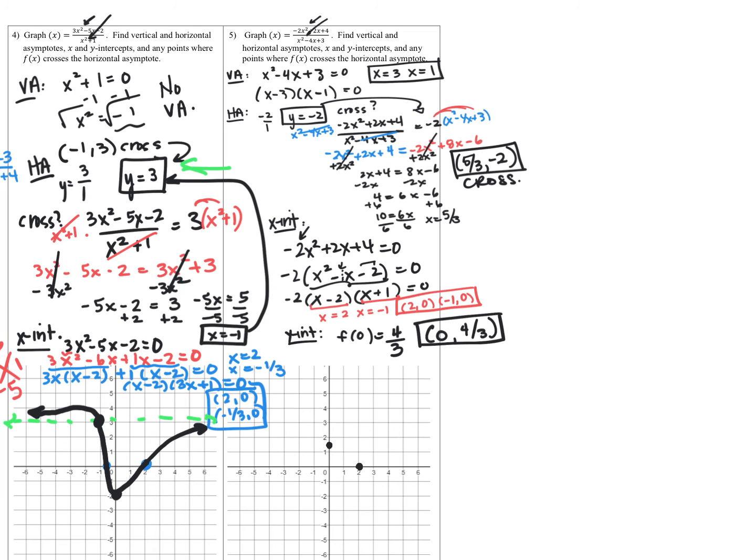My x-intercepts are 2, 0 and negative 1, 0. I'm just kind of working my way back up here. And then I know I cross my horizontal. So my horizontal is y equals negative 2. And I cross it at 5/3. So just kind of looking back, 5/3 is really 1 2/3. So at 1 2/3, I'm at negative 2. So it's like right here. And then x equals 3 is a vertical asymptote, and also x equals 1.